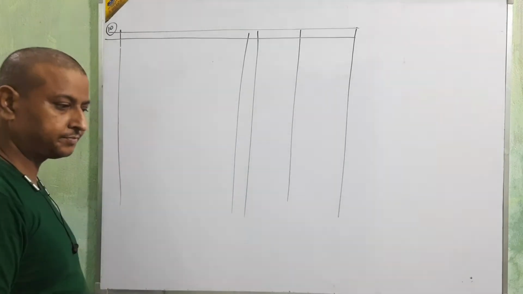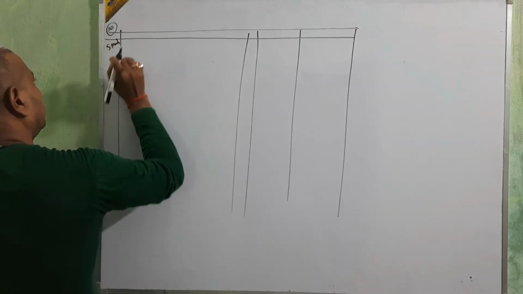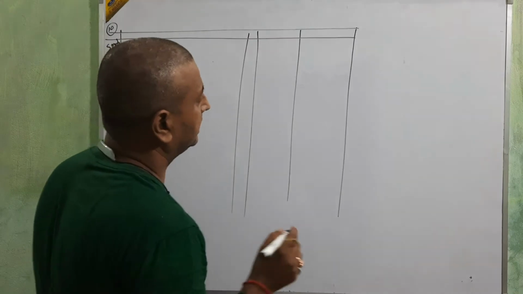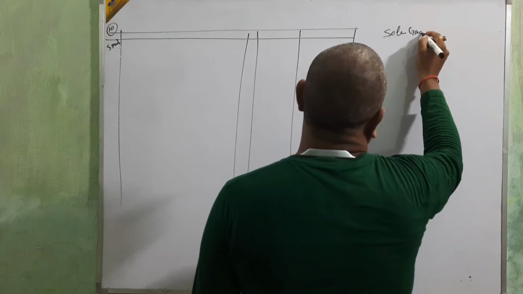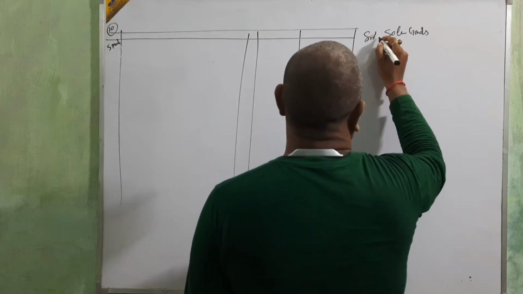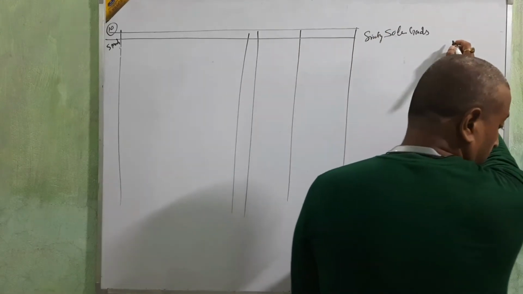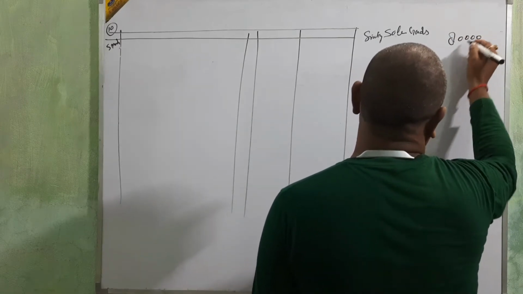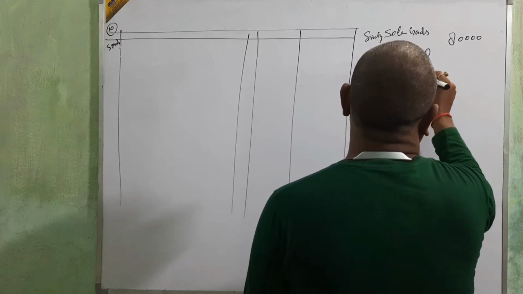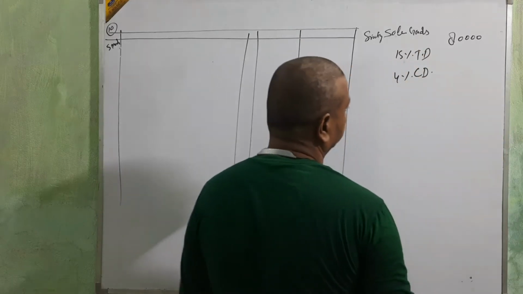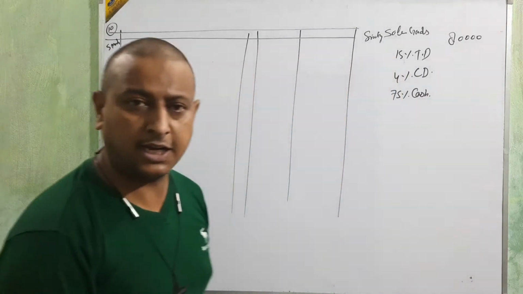Okay, start. Year 2019, March 5. Sold goods to Shruti for rupees 80,000 at 15% trade discount and 4% cash discount, and 75% amount received immediately in cash, through cheque. Clear? By cheque is okay.